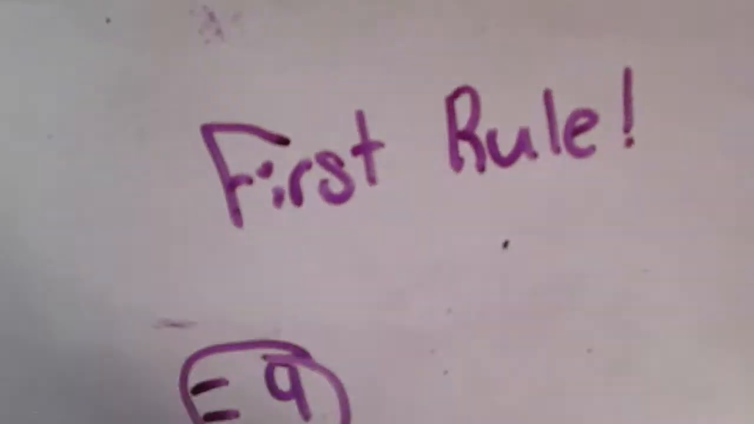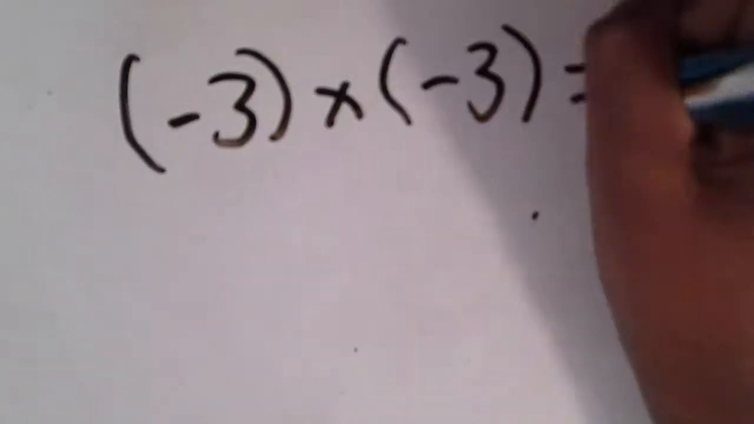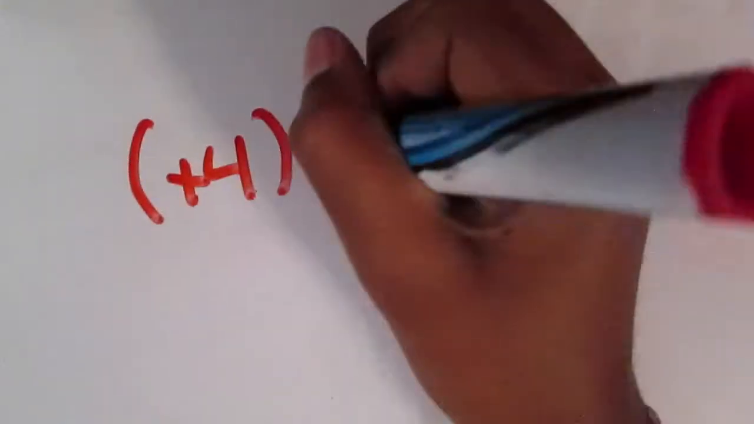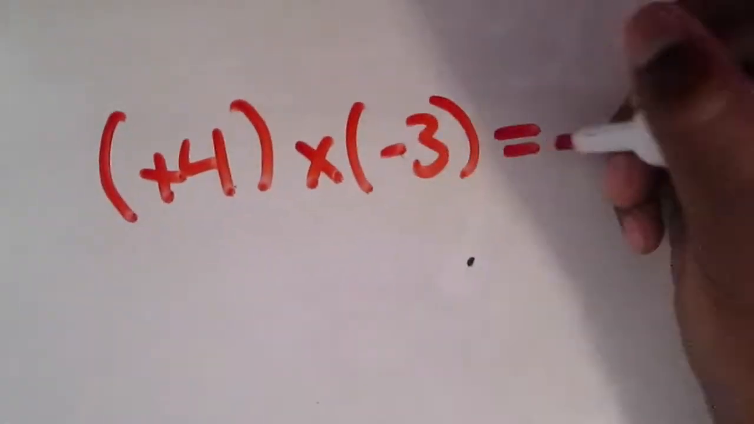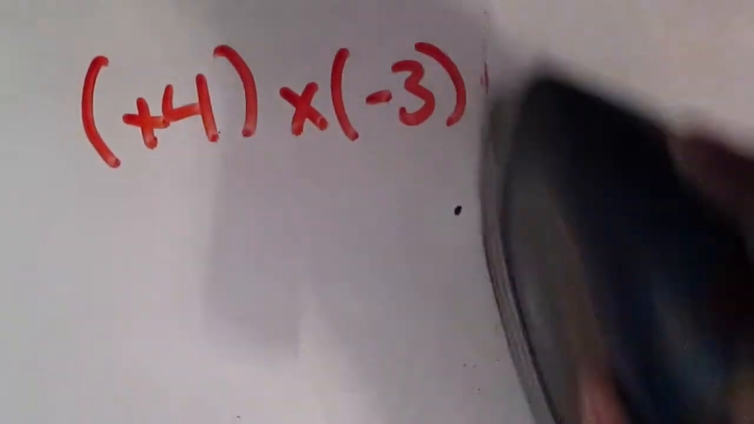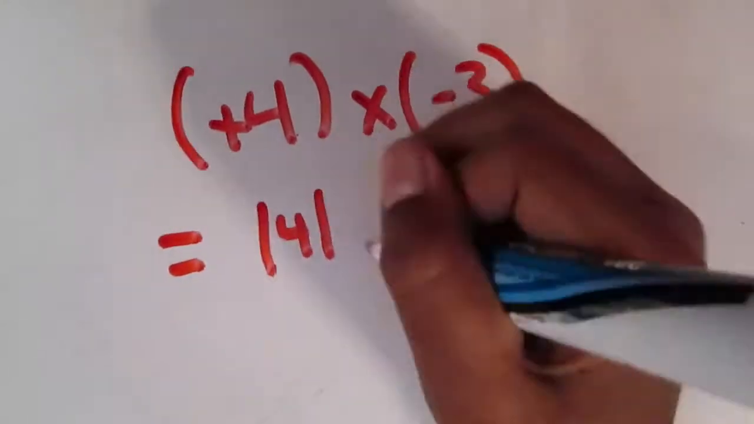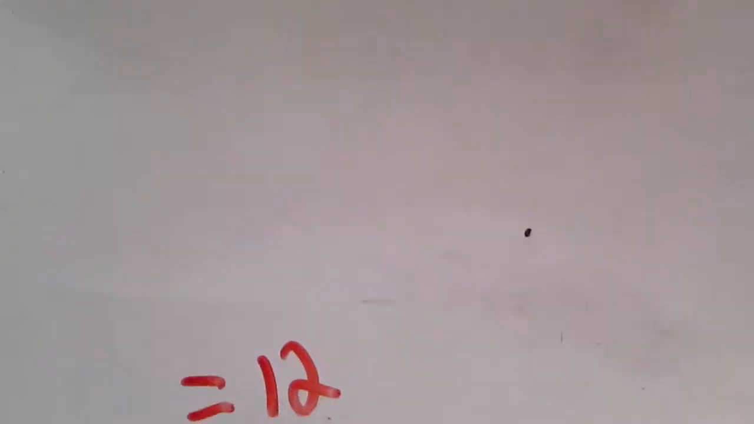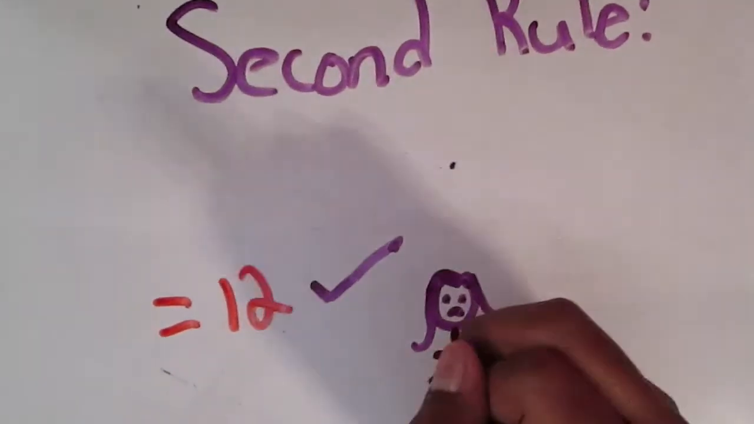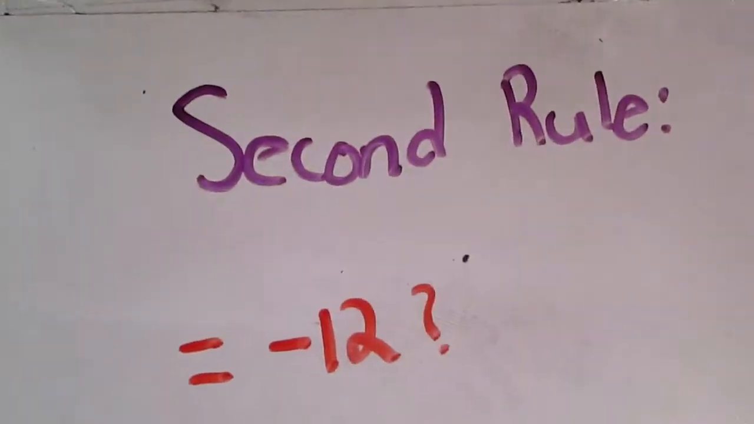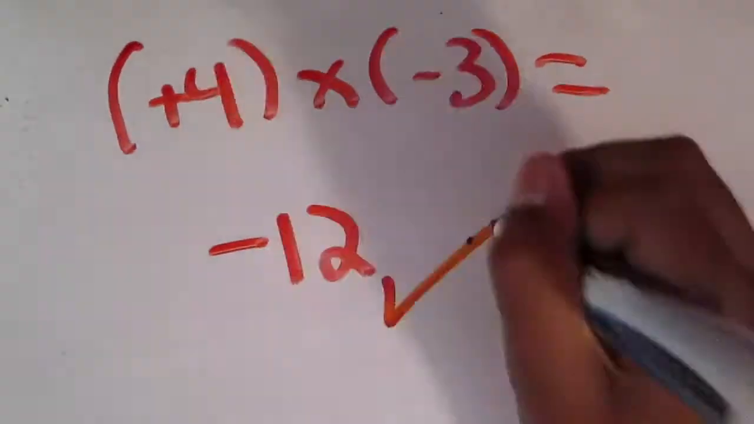The first rule tells us that our answer will be positive, and 9 is positive, which means that positive 9 is our answer. What about multiplying integers of different signs, like positive 4 times negative 3? The absolute value version of this equation is 4 times 3, and the answer to that is 12. Our second rule states that if you are multiplying two integers of different signs, the product will always be negative. Thus, our answer is negative 12.